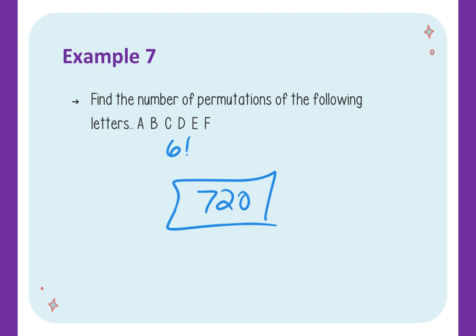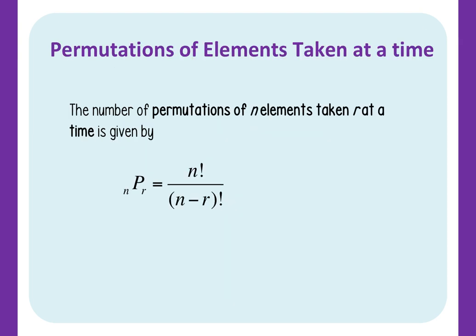Good? Okay. Now what happens if we only take a certain amount at a time? So let's say I line up 17 of you at the front of the class, but I only put out 3 seats. So 3 people can go at a time. To figure this out, we do something called nPr. So it's similar to nCr, but it's P for permutation.